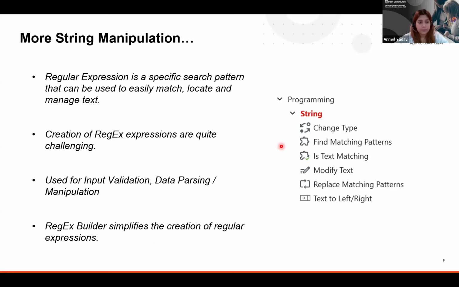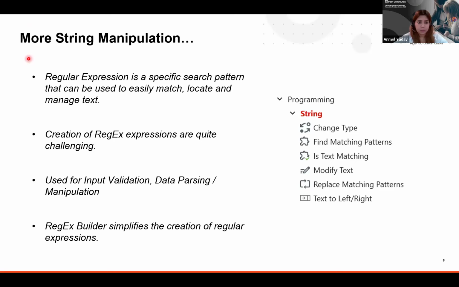Moving forward, some more string manipulation looks like this. So it comes with the basic System.Activities, so you don't need to install any other package for it. It would have change type, in which you can change the data type of a particular variable, and find matching patterns, in which you can search for a particular pattern within the string. Is text matching? It would just return a Boolean value whether there is a matching pattern or not. You can modify your text. You can replace the matching patterns and you can add things either on the left or on the right.